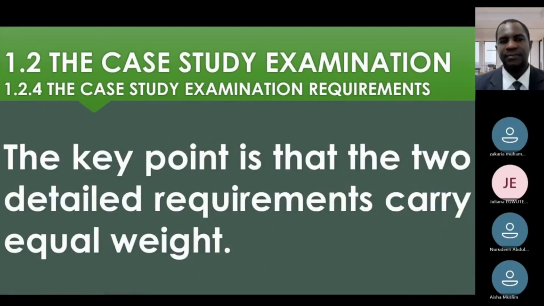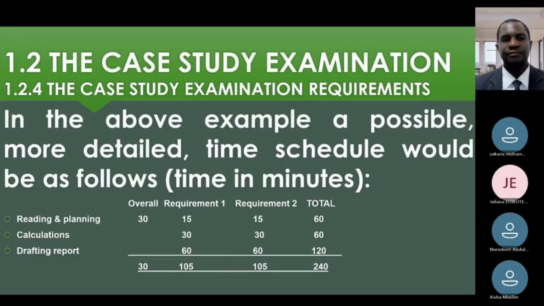That is key. So the key point is that 2 detailed requirements carry equal marks. Lately, some people said the examiner asked 3 requirements, 4 requirements. No, he just developed babies from the other requirements. Like in the last exam, somebody said it's 3 requirements. I said, no, they are just 2. He just expanded them. So you have 2 equal requirements with equal weights and equal marks. So take note of that.